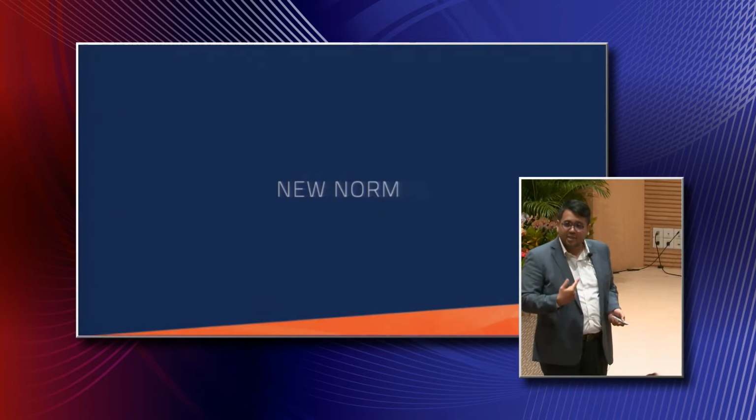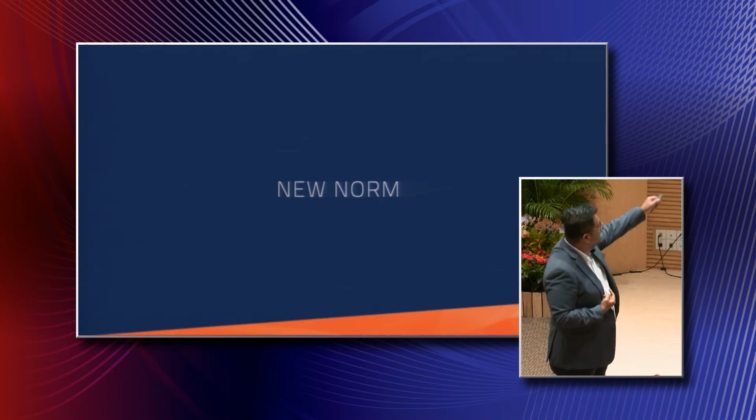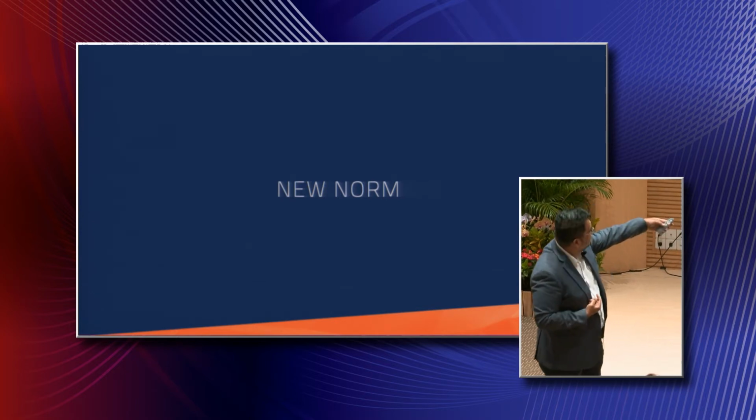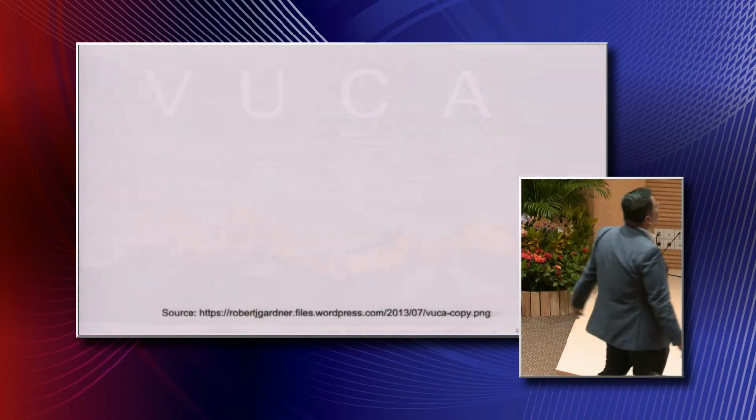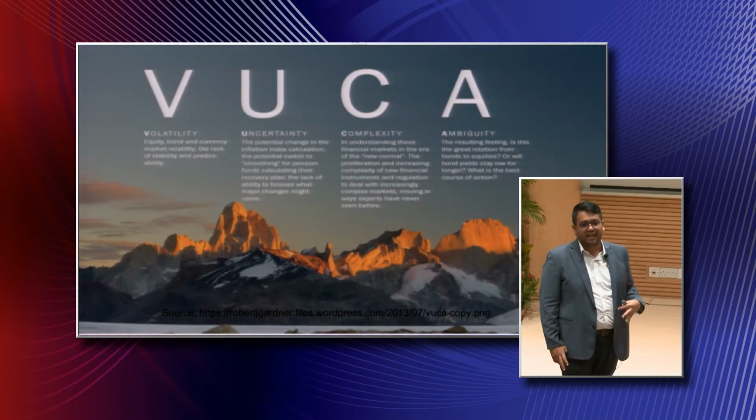Third, of course, is the new norm outside. You saw this slide yesterday. I think you need to help, bro. Sorry. This is yours, right? The fact that the world right now is volatile, uncertain, complex, and ambiguous.